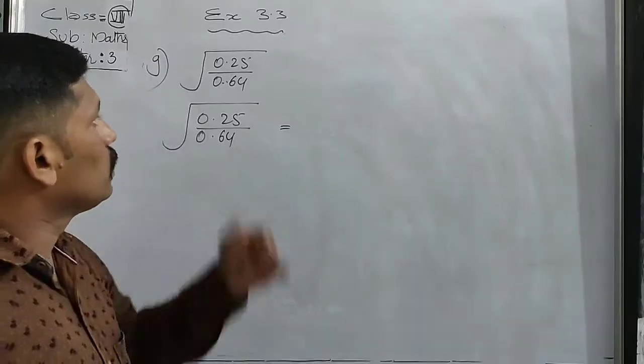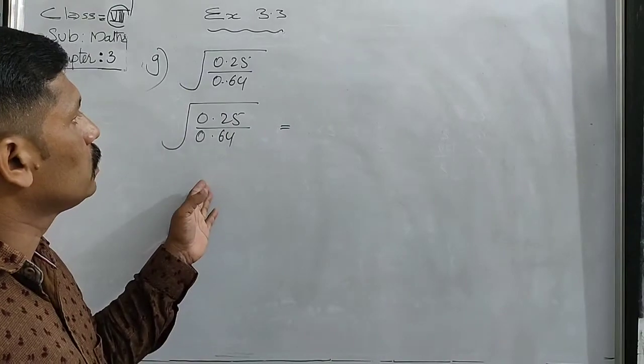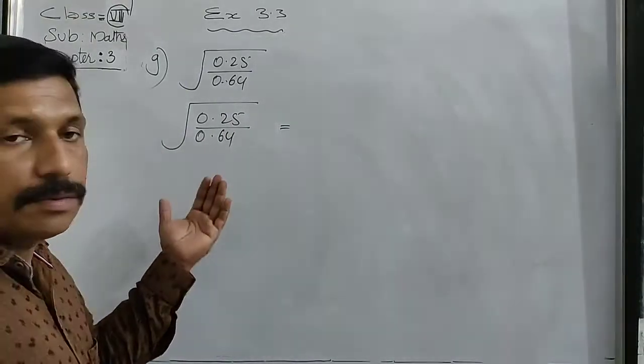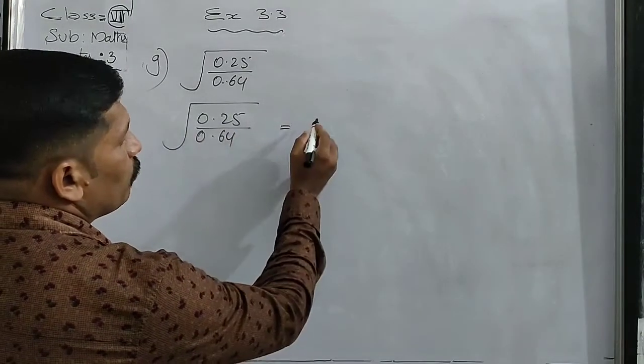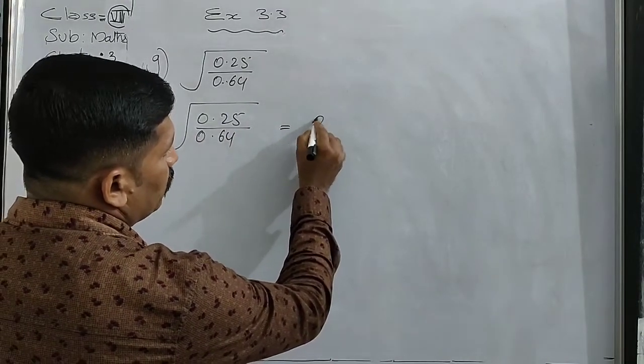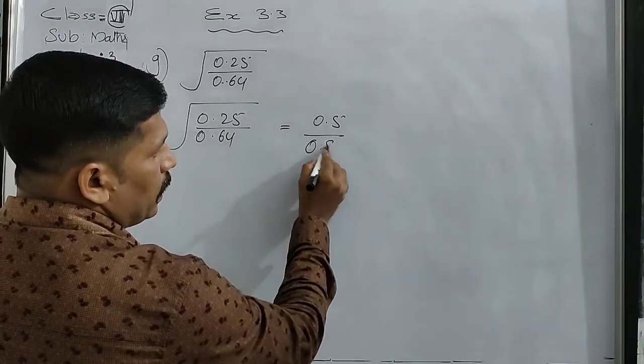Students, now we solve the question G. Root of 0.25 upon 0.64, we have to find out. So 0.25, the root of 25 we know that it is 5. So here root will be 0.5, and here 64. 8 8s are 64. So 0.8.